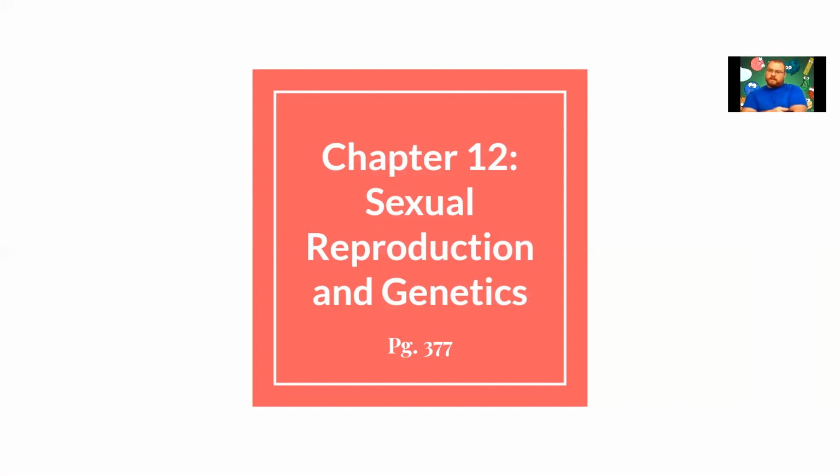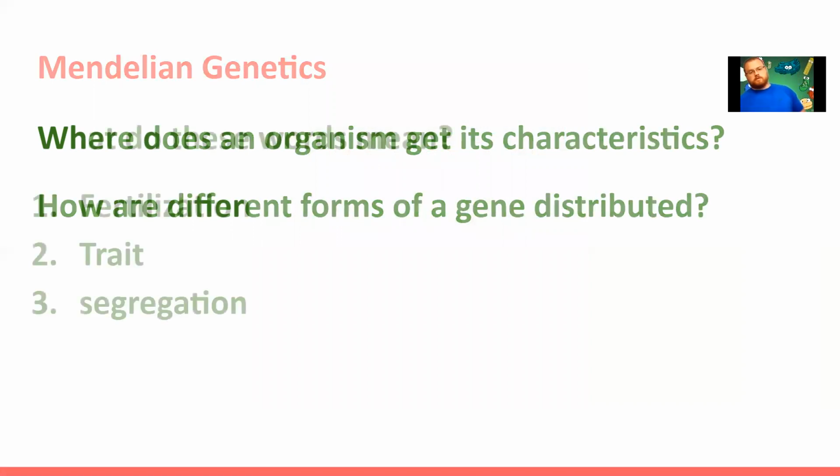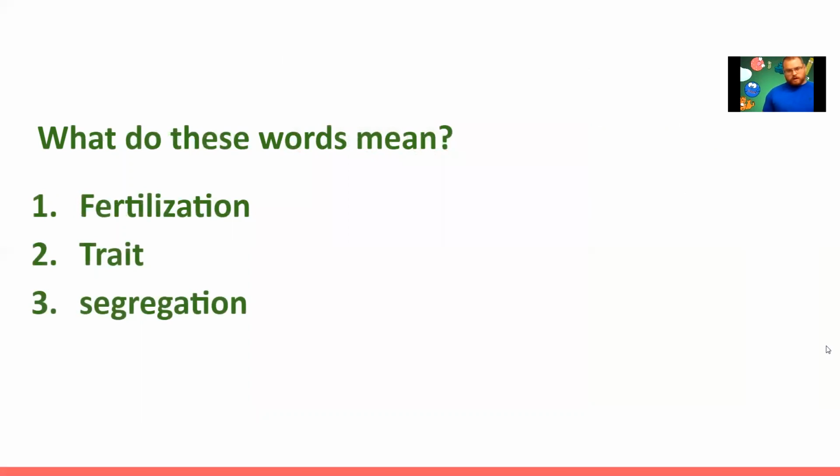Last week we looked at the cell cycle and mitosis. We're going to start off with Mendelian genetics. Where does an organism get its characteristics? How are different forms of a gene distributed? So the three words that we're going to focus on right now are fertilization, trait, and segregation.